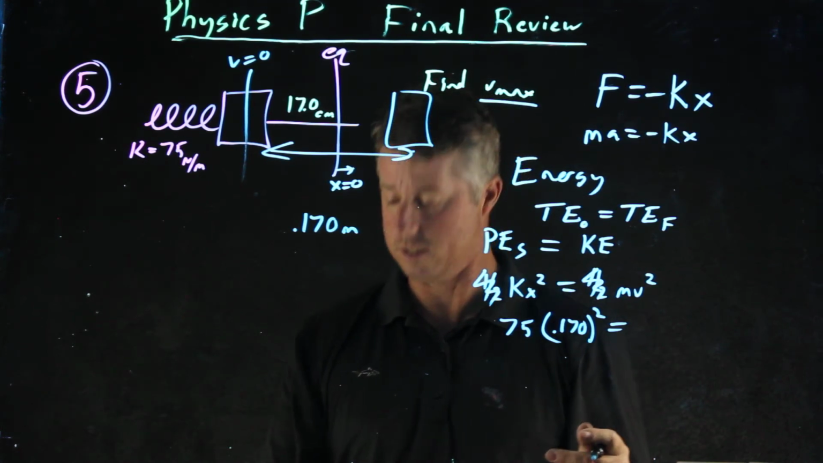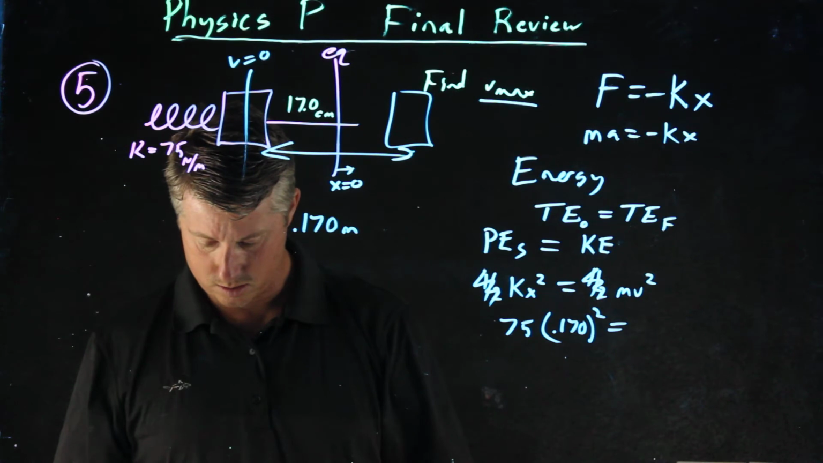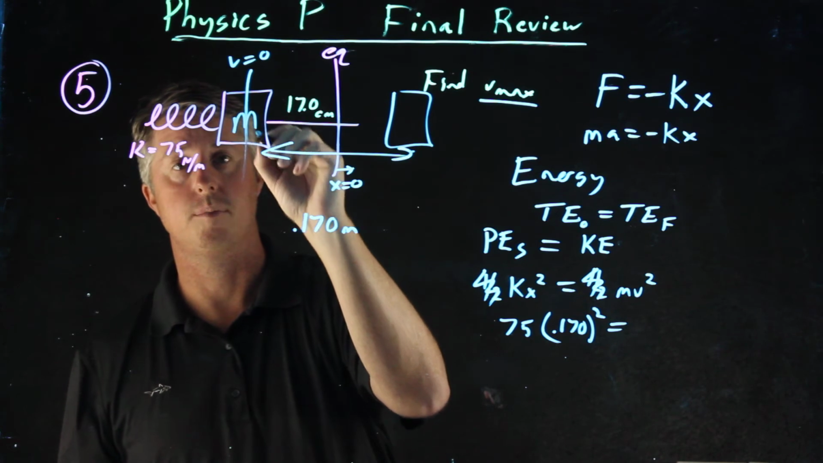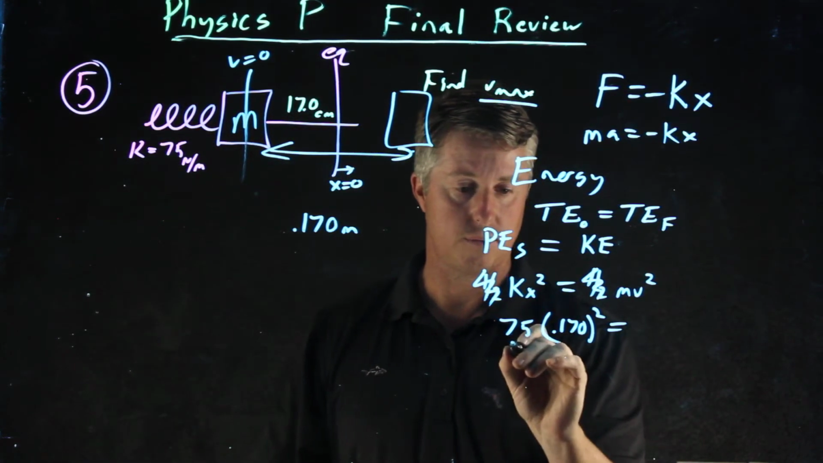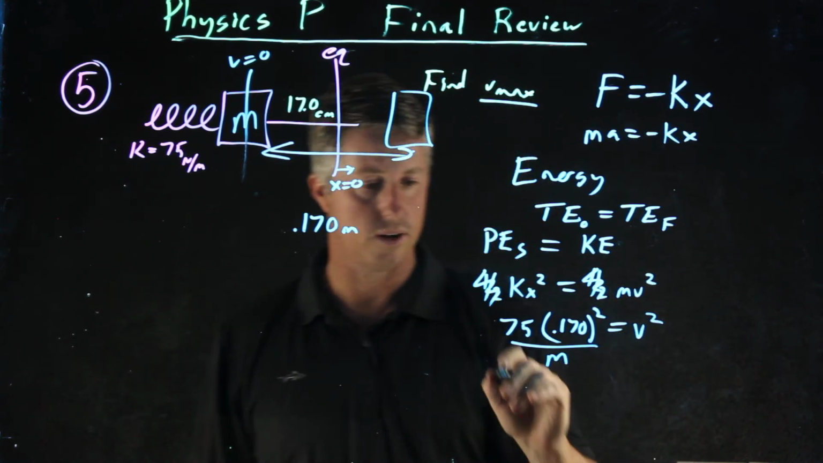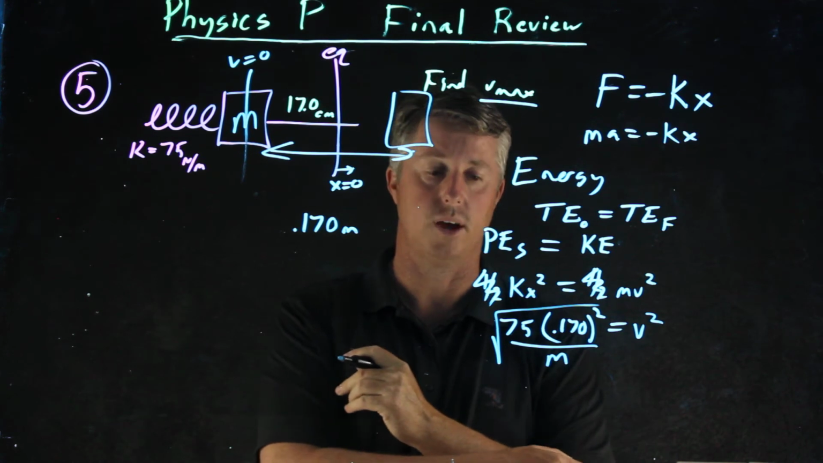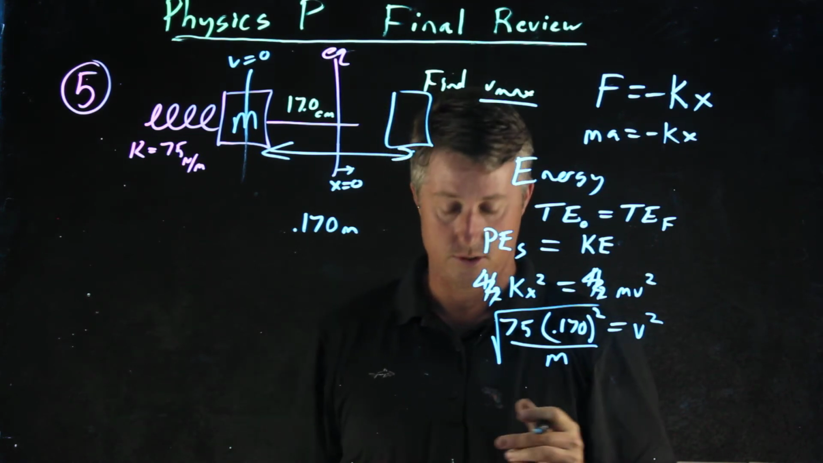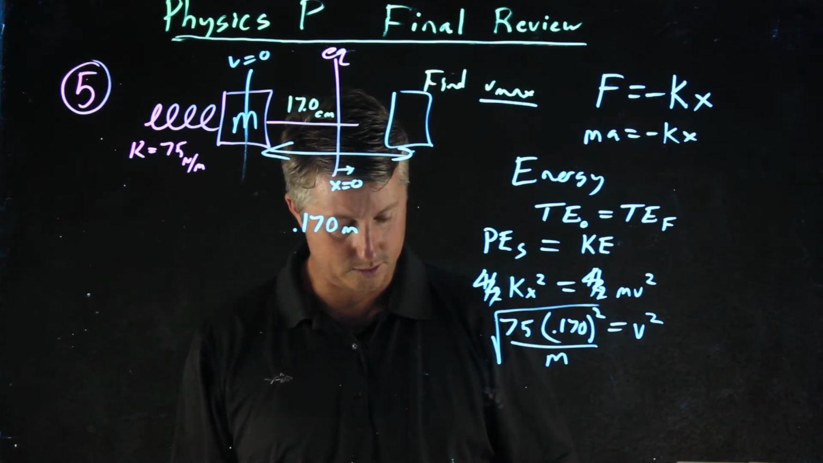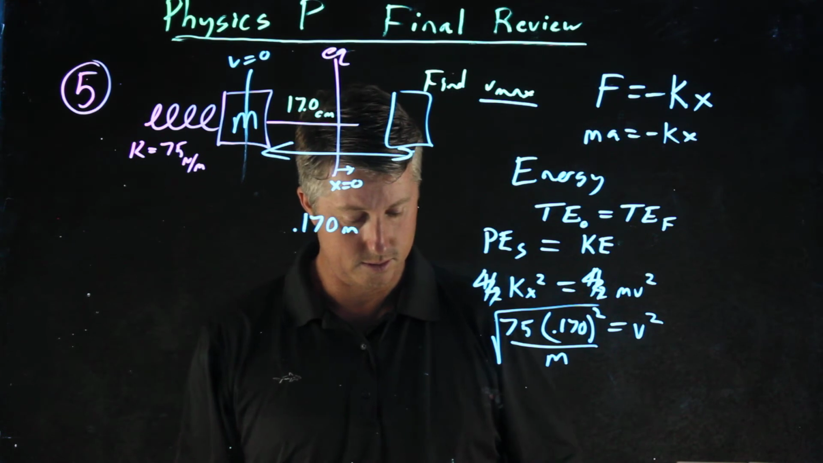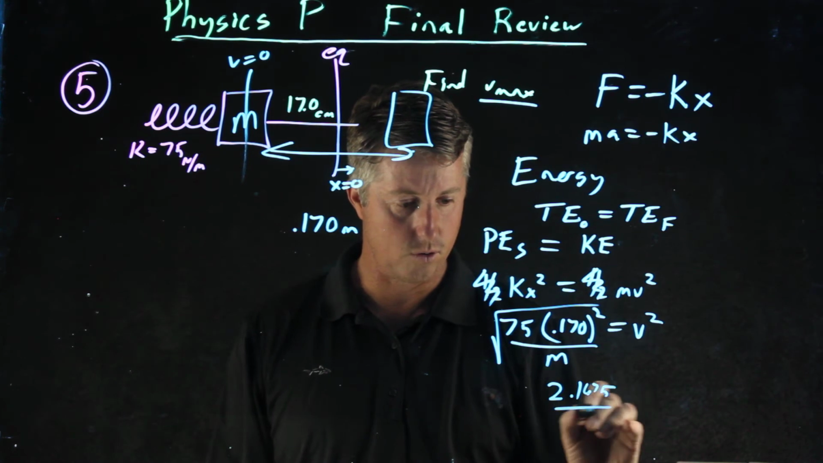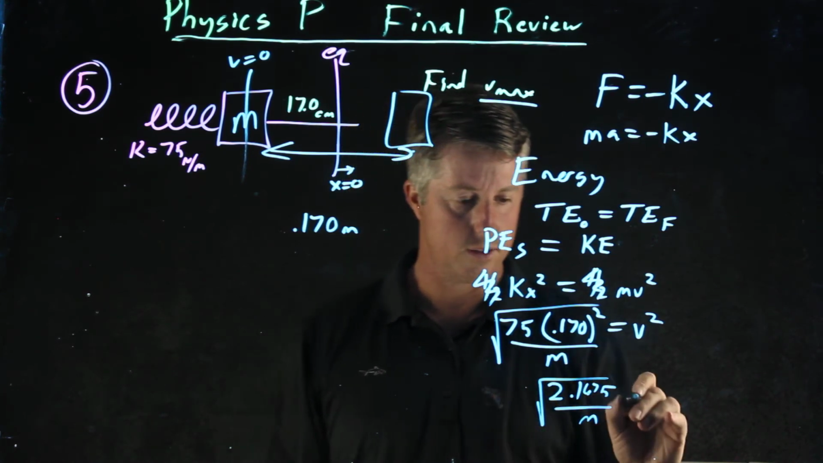Okay, and did I get the mass? Let's see. Does it give me the mass? Oh, it doesn't tell me the mass. Well, then I should put m here. And I will leave it in terms of m. Equals v squared. I didn't want to square root both sides. Okay? So let's find out what our answer is then. Our answer here is 75 times 0.170 squared. So that gives me 2.1675 over m. This is equal to v squared.